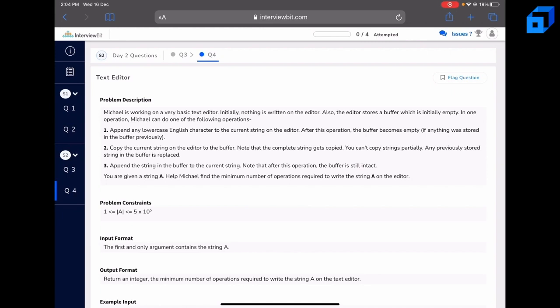If anything was stored in the buffer previously, copy the current string on the editor to the buffer. Note that the complete string gets copied. You can't copy a string partially. Any previously stored string in the buffer is replaced. Append the string in the buffer to the current string. Note that after this operation, the buffer is still intact.